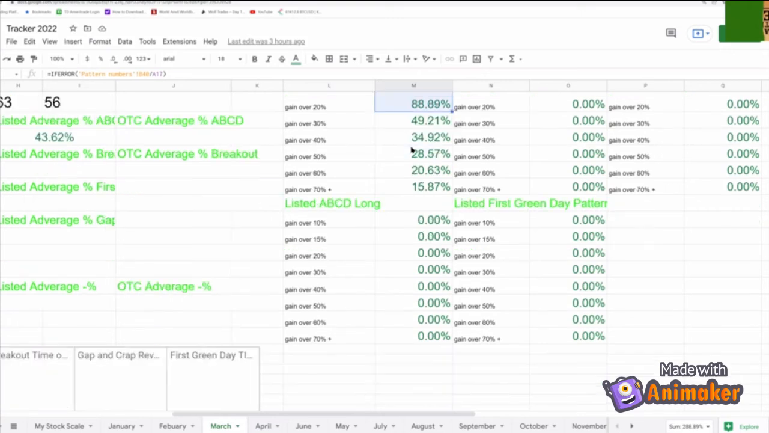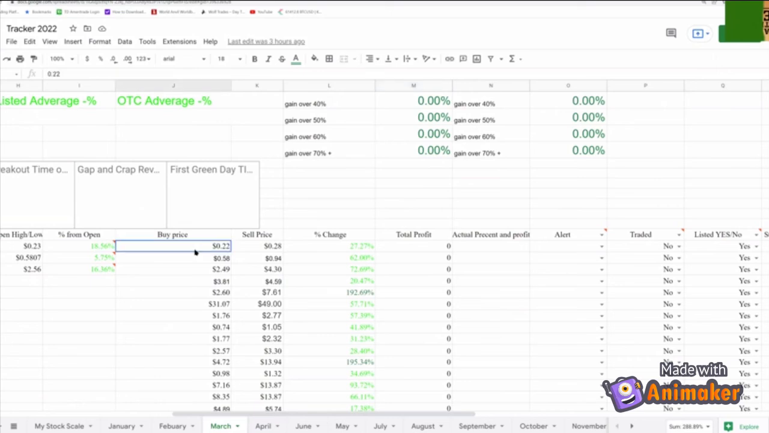Now, if we go down to where the data is actually inputted, you can see where I have the entry of where to be buying and the exits of where to be selling.